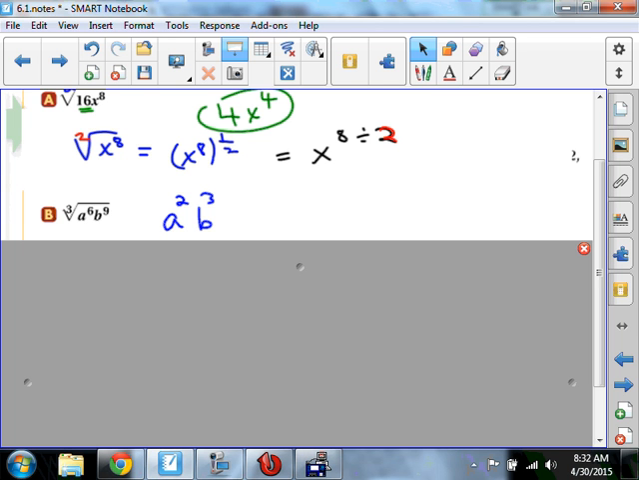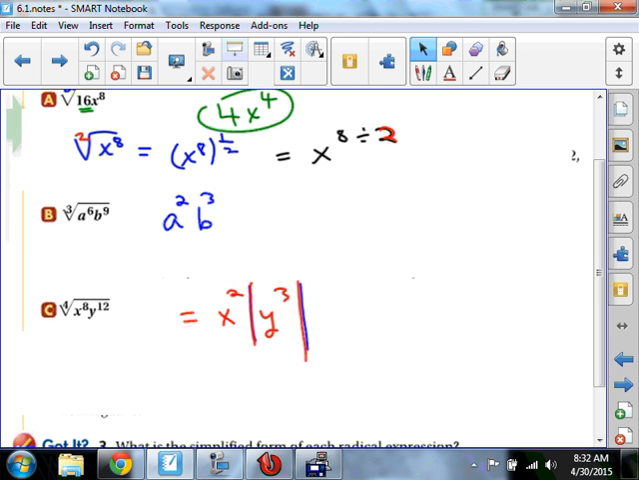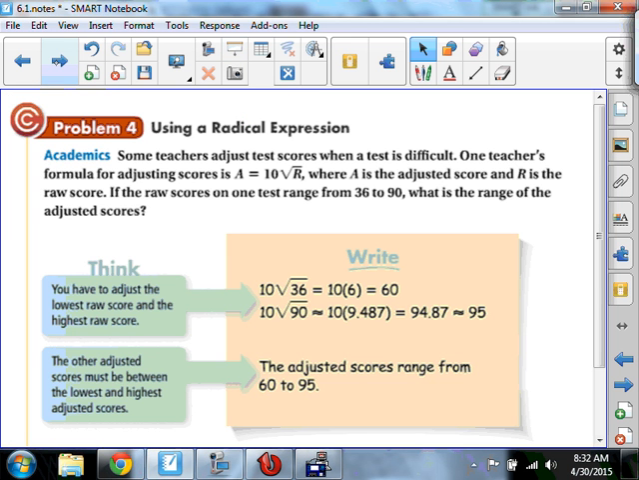So you will get a chance to practice these in the Math Excel. Let's see if we got anything else. There's these story problems. Don't let them fool you. I know I'm guilty of not always looking at the story problems, but they're really easy. It says if the raw scores on a test range from 36 to 90, what is the range of the adjusted scores? So all you're going to do is plug in the raw scores there and evaluate it. It's not that bad.